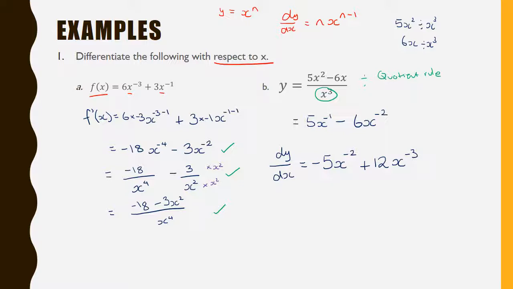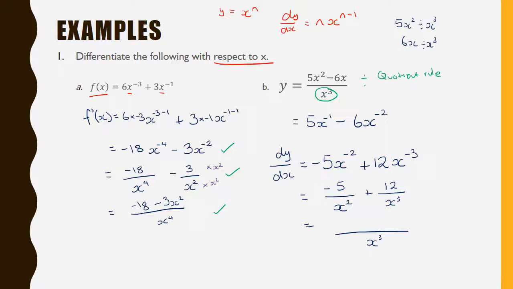Once again, I can leave my answer like this, or there are multiple possibilities. I could give it with positive powers. So to make it a positive power, the x moves to the denominator and becomes positive, plus 12 over the x moves to the denominator and becomes positive. That's acceptable. Or if we're wanting a common denominator, the lowest common denominator would be x cubed.